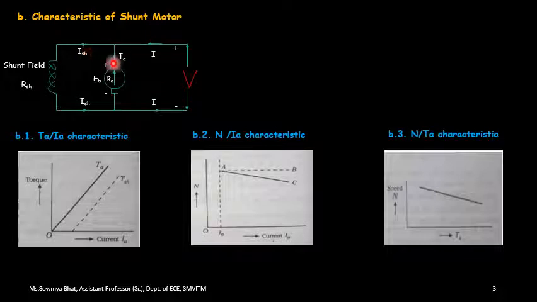One current will be going to the armature part, that is Ia current. Another one will be going towards the field winding part, which is called Ish. Why is it called a shunt motor? The armature is connected in parallel with the field winding. Since it has a parallel connection, the name is shunt type of DC motor.